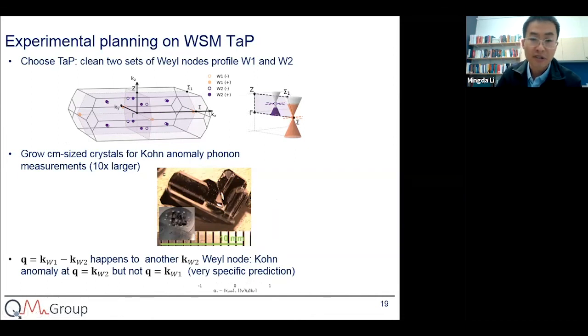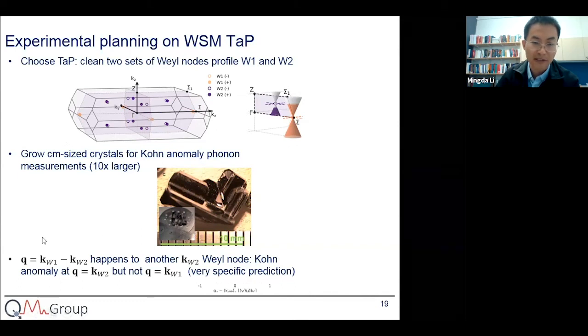For this particular material, there's also one more interesting feature. We want to show that at the phonon wave vector Q, the difference between two types of Weyl nodes, kW1 and kW2, that wave vector Q value will be the Kohn anomaly. But that value happens to be another kW2 type of Weyl node. So that gives a very specific kind of prediction condition.